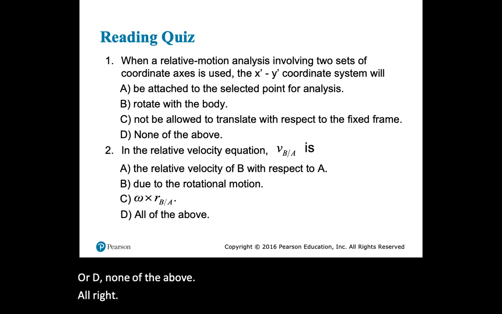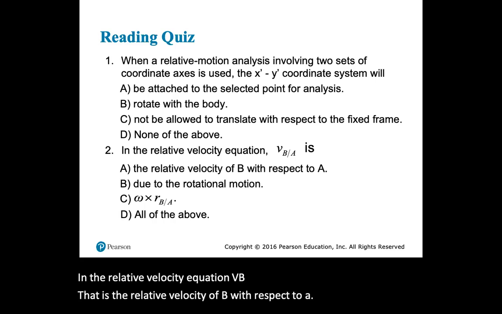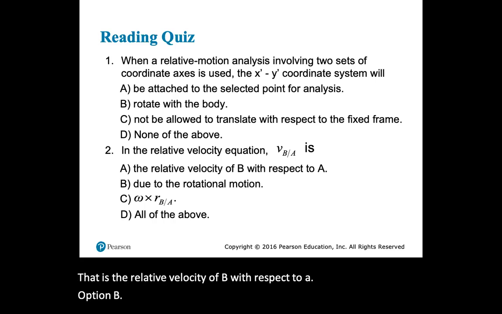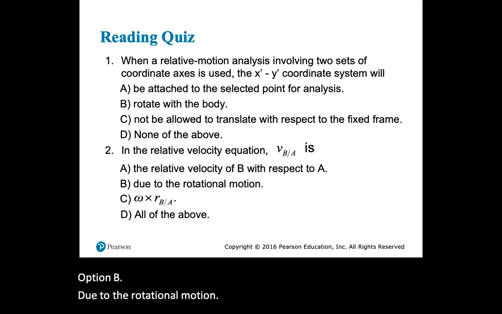And question 2. In the relative velocity equation, V B slash A, that is A, the relative velocity of B with respect to A, option B, due to the rotational motion, C, omega cross R B slash A, or D, all of the above. So take a second, think about those.